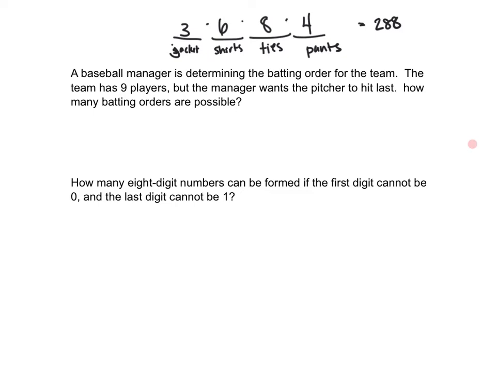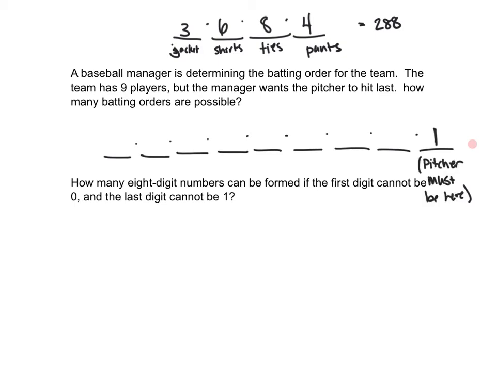A baseball manager is determining the batting order for a team. The team has 9 players, but the baseball manager wants the pitcher to hit last. How many batting orders are possible? So what I'm going to want to do is go ahead and put out my 9 blanks. But in my last one, I know that I'm only going to have one choice. I'm going to assign my pitcher there first.